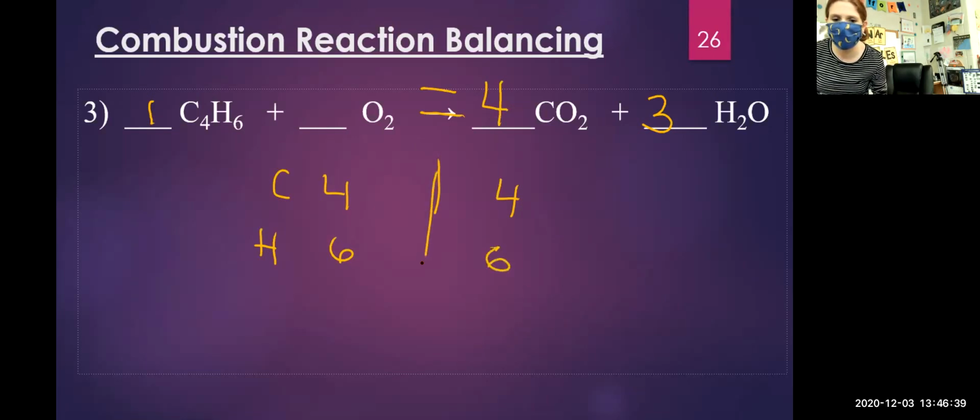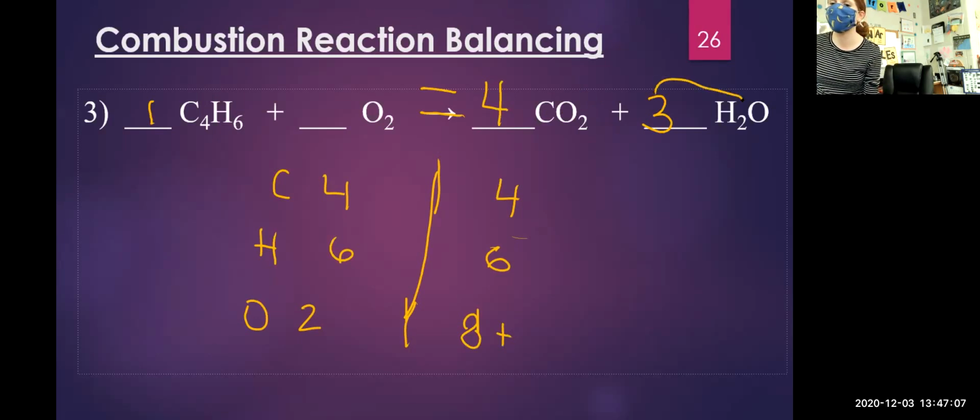Now we have to do our oxygens. Always do your oxygens last. If you don't, you're not going to end up with the right totals, I promise. So over here, we've got 2. Now let's count how many are on the right side. What is 4 times 2? 8. We got 8. Is that it? Do I have some more oxygens? We got 3 more. So what's 8 plus 3?